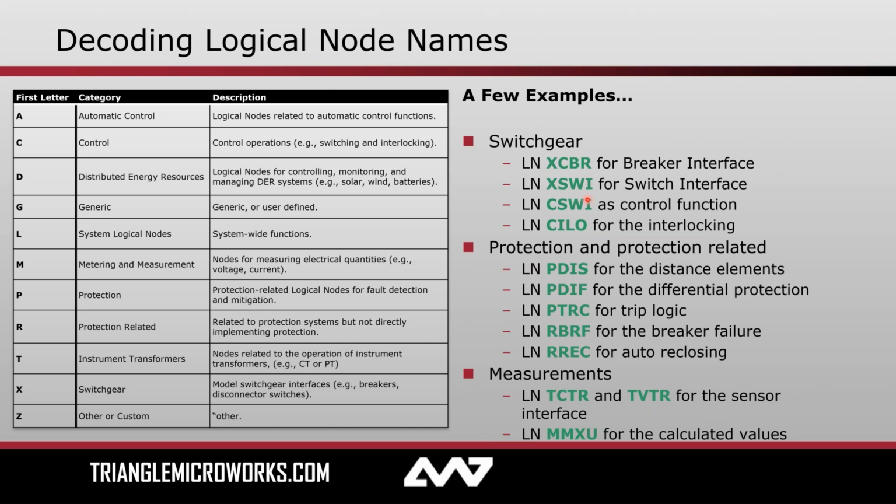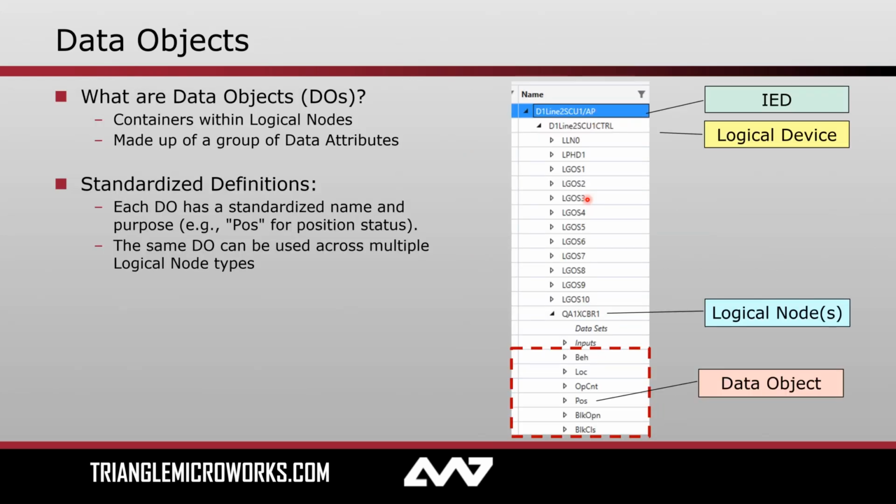So our next step down, moving below logical nodes, is going to be data objects. So at the end of the day, it's really just another container. It's a way to group data attributes within a given logical node. Data attributes are standardized, and the same data object is going to be used multiple times across different logical nodes. So the example I already gave, XCBR, X for switchgear interface, CBR for circuit breaker, and XSWI, switchgear interface to a switch, those both are going to have a position shown down here.